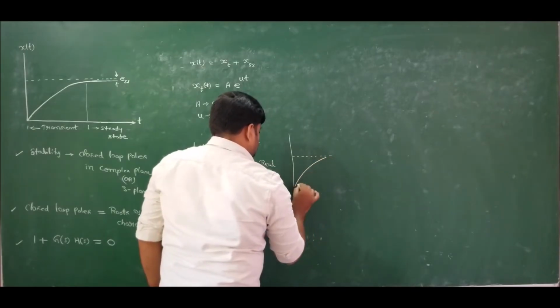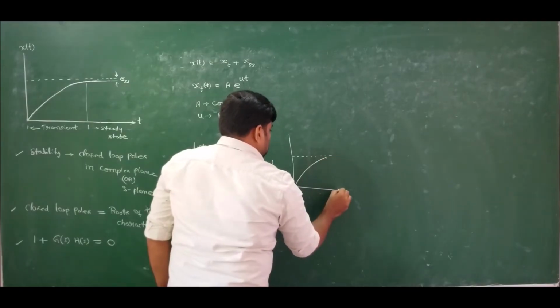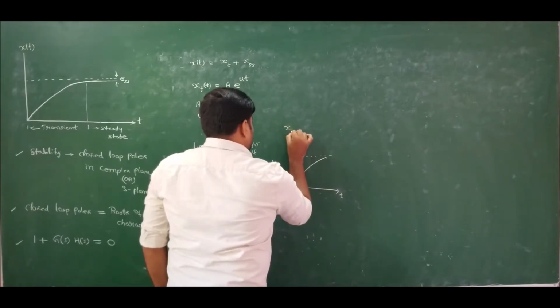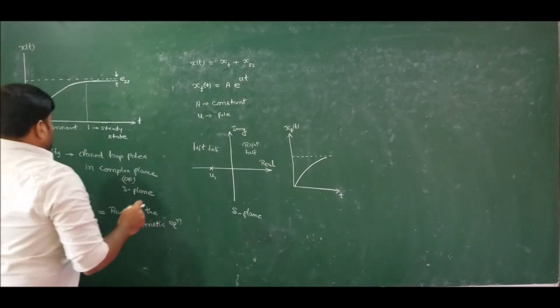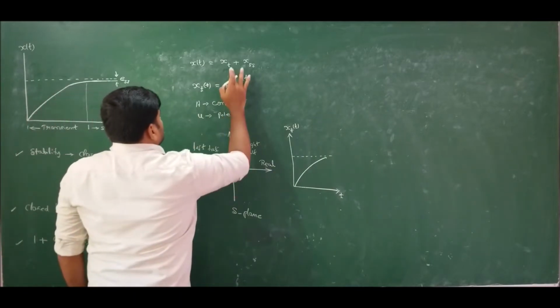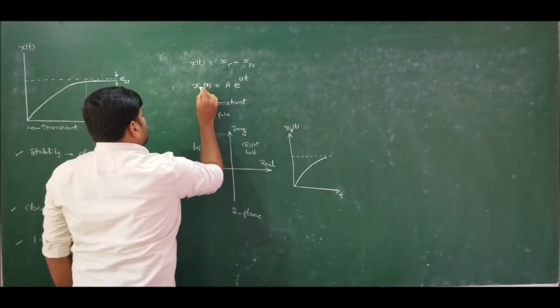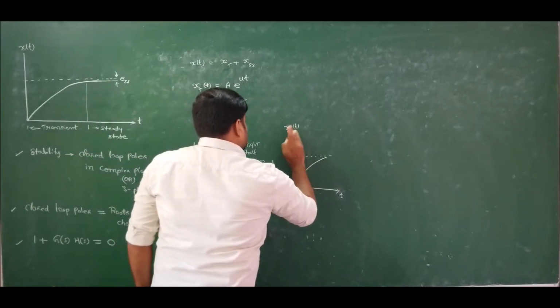Like this. As time increases, the system reaches steady state. I am plotting only the transient response, which is a function of time. Now, in order to avoid confusion, let me use transient as capital T. Capital T stands for transient, small t stands for time. This is the transient.